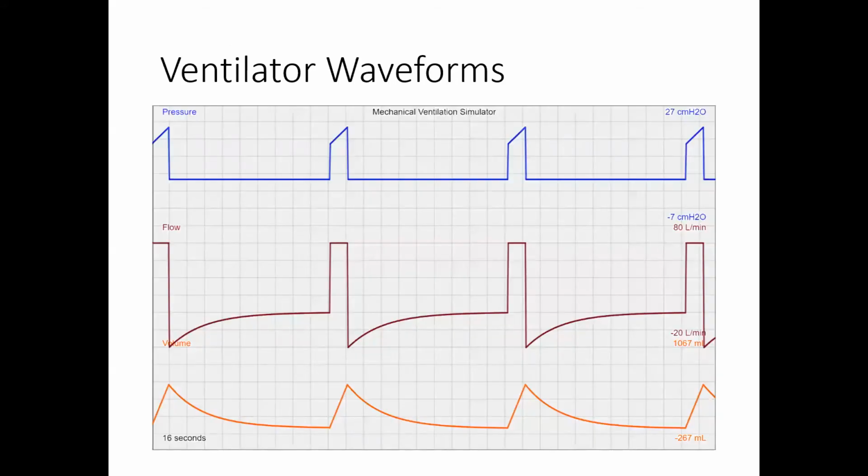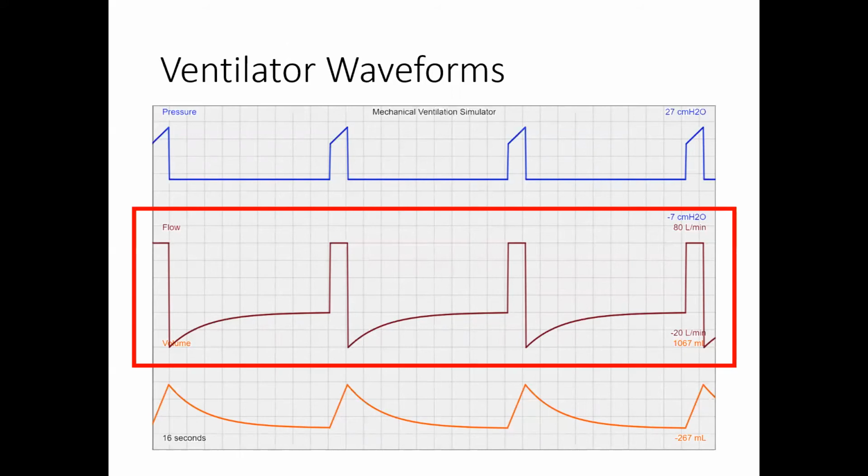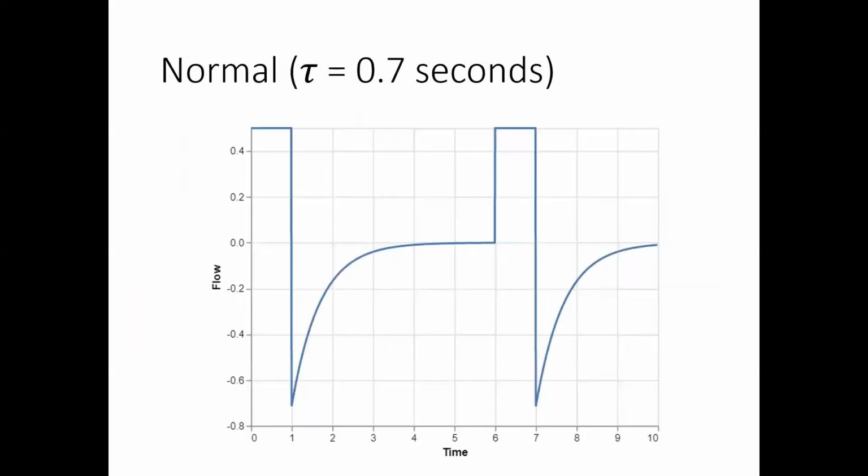Let's take a look at these ventilator waveforms, for example, and I want you to focus on the second waveform, which is the flow. Let's take a normal patient. That patient has a tau of 0.7 seconds. Note here that the flow has 2 phases. You've got an inspiratory phase where you have a positive flow, so that's air going into the patient, and then you have an expiratory phase where the patient is exhaling, so air is going out of the patient, and hence you have a negative flow.